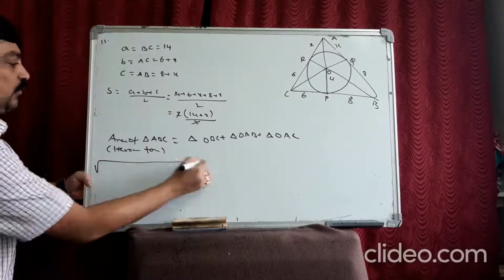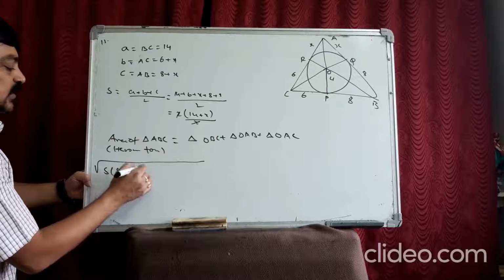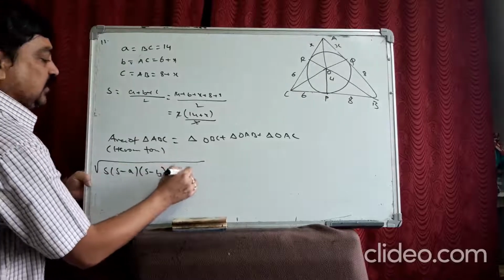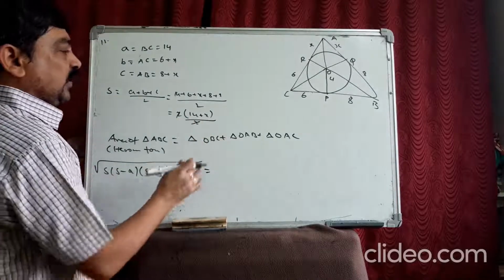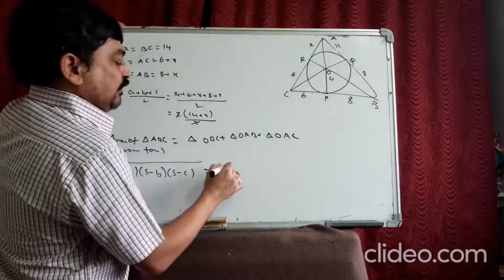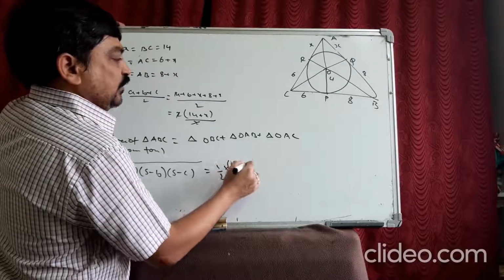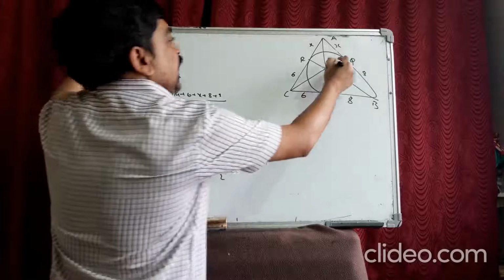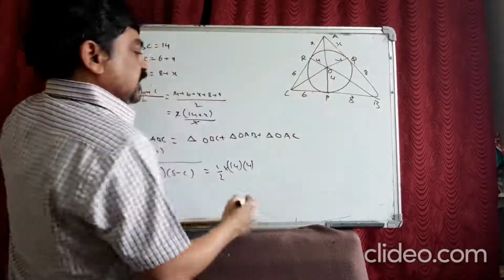That is root of S into S minus A into S minus B into S minus C. And here, area of triangle OBC means half into base. Base is 14 into height is 4. And the height is 4 in all because it is the radius.